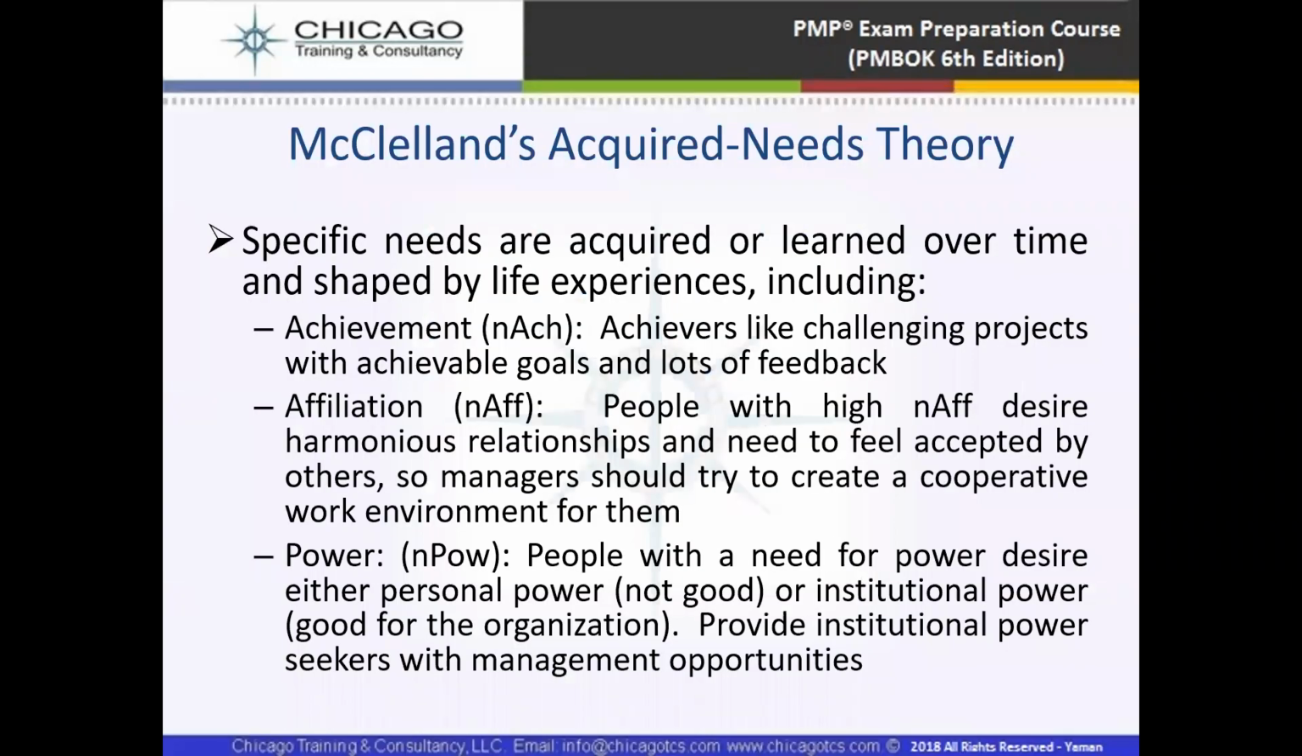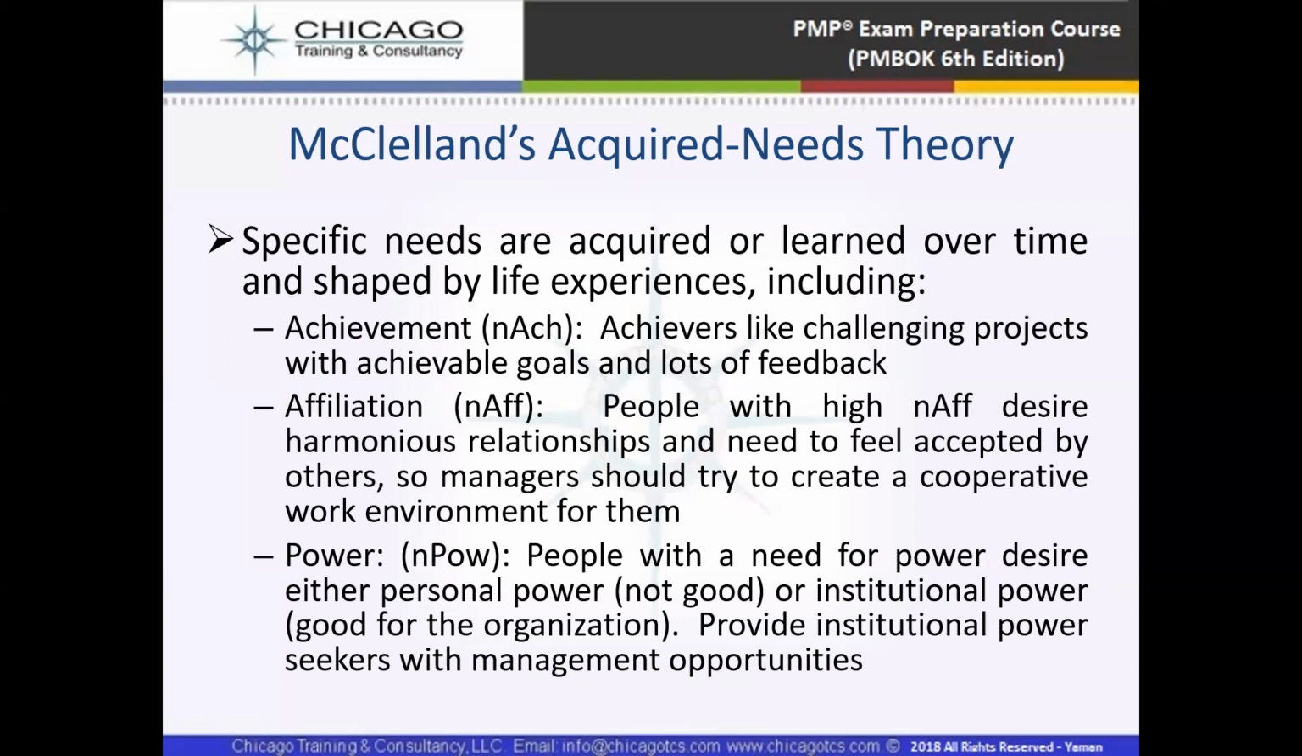And this is McClelland's acquired needs theory, which is based on specific needs that are acquired or learned over time and shaped by life experience, including achievement. Achievers like challenging projects with achievable goals and lots of feedback. And then affiliation: people with high affiliation desire harmonious relationships and need to feel accepted by others. So managers should try to create a cooperative work environment for them.